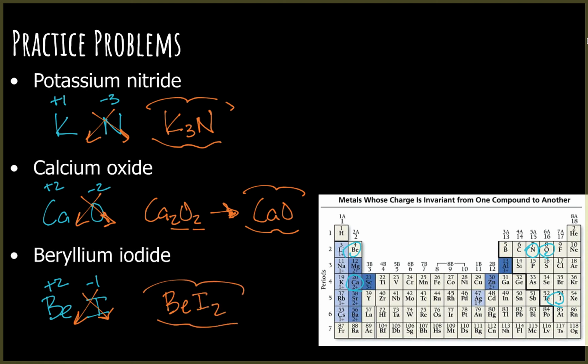Okay, so the metal always gets written first, nonmetal second, so cation, then the anion. You look up the charges based on their position on the periodic table and crisscross the charges. If it's a 1, you don't need to write it. If you can reduce it, then you reduce it.